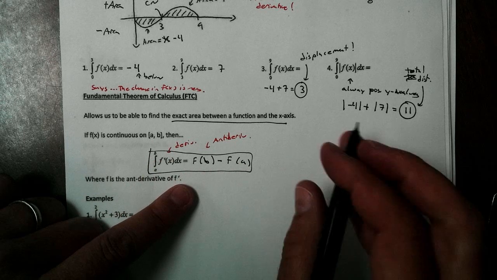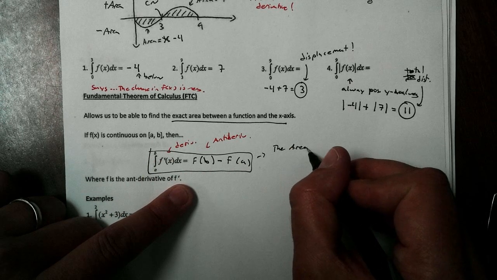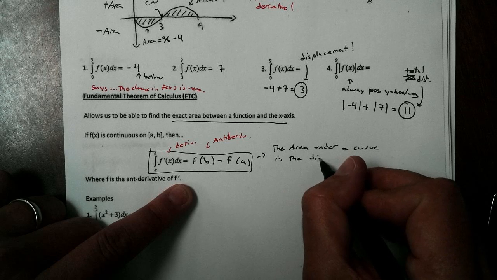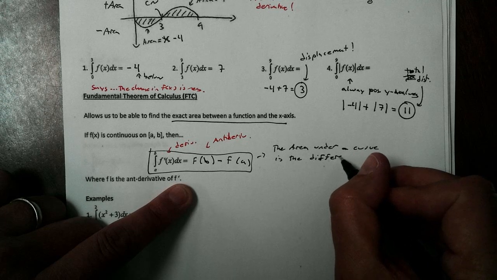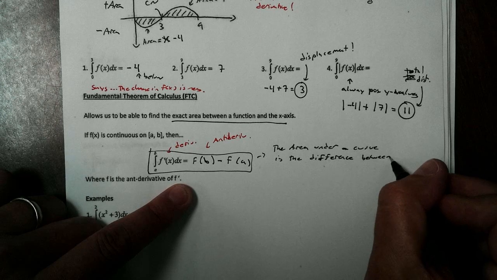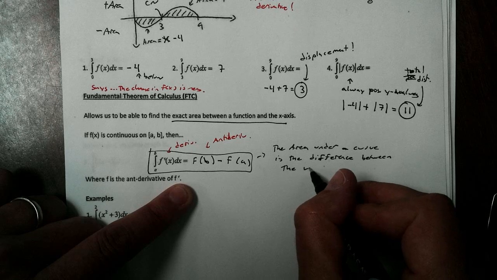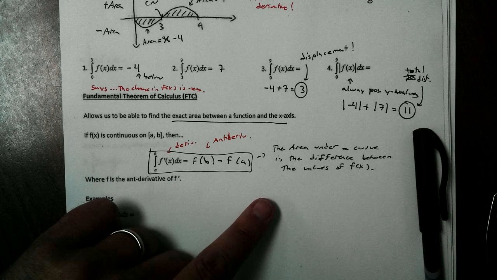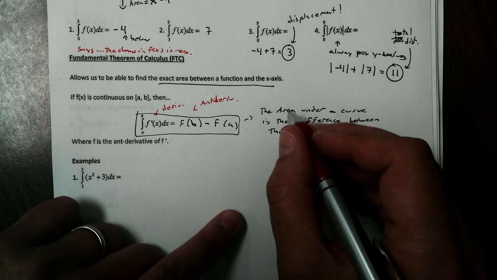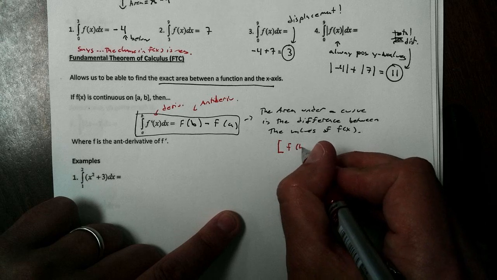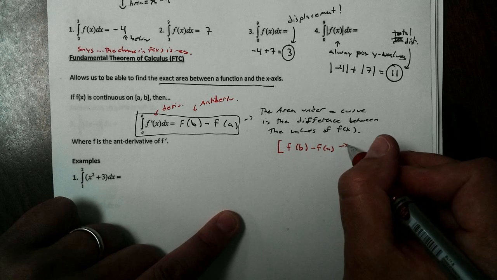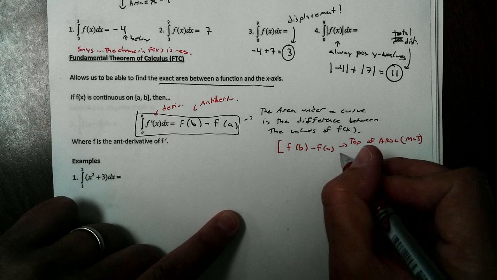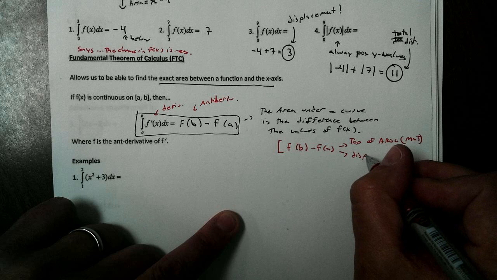And we're going to use this a lot this year. What it says is that the area under a curve is the difference in the values of f of x. And this becomes very important for physics, which we're going to see a lot over the next few weeks. So this should look a little familiar to you if we've seen f of b minus f of a before. We saw this when we did displacement with physics.